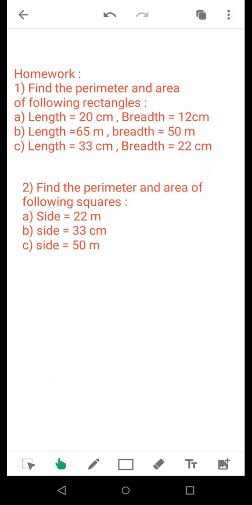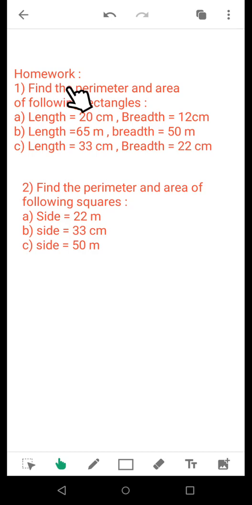Now based on these concepts, there will be a few homeworks given to you. These homeworks you will start sending from Tuesday onwards, that means from 22nd December onwards, to the respective maths teachers of your sections.